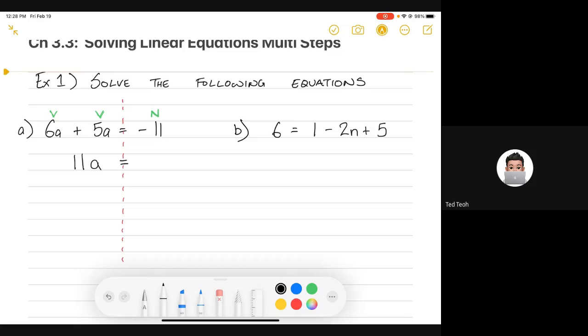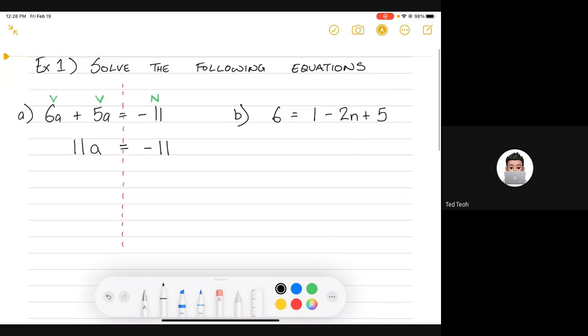Now on this side I have negative 11, and some of you might feel like you're done the question. But this is a multi-step question, so I have to do multiple steps. The next step I need to do is to get the a by itself. Right now the a is being multiplied by 11, so I need to divide both sides by 11. On the left side, 11a divided by 11 will be 1a. On the right side, negative 11 divided by 11 will be negative 1. And that is my final answer.